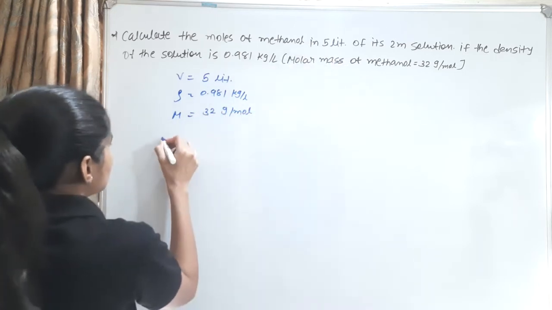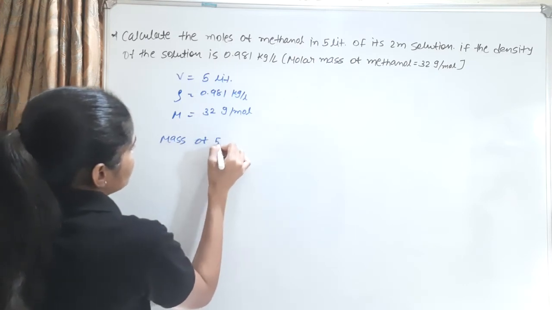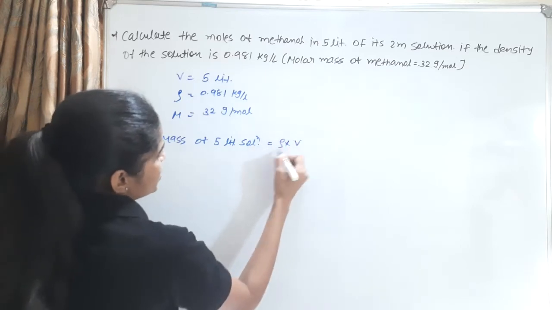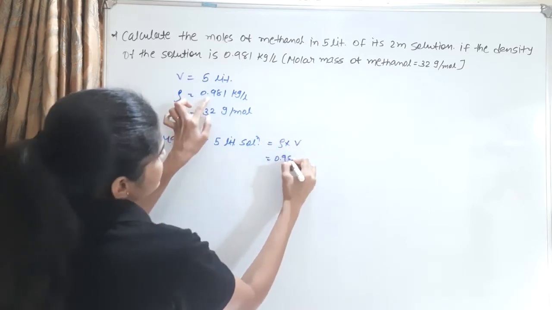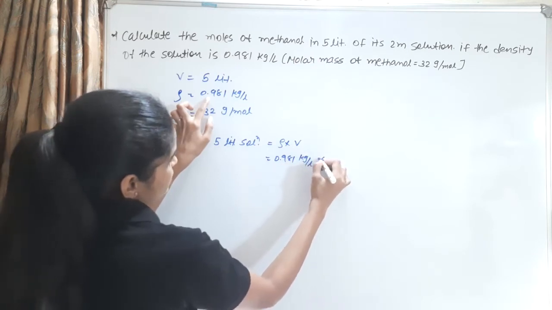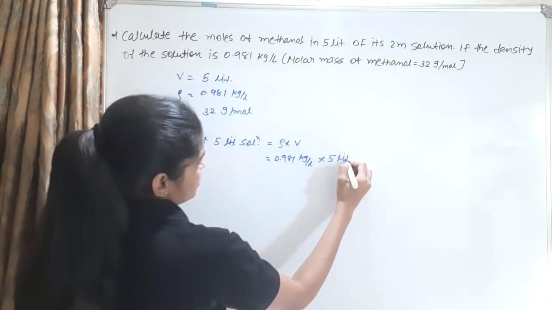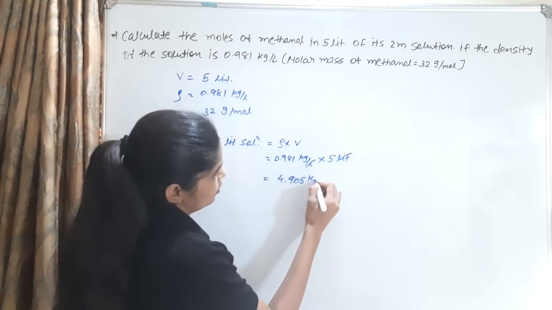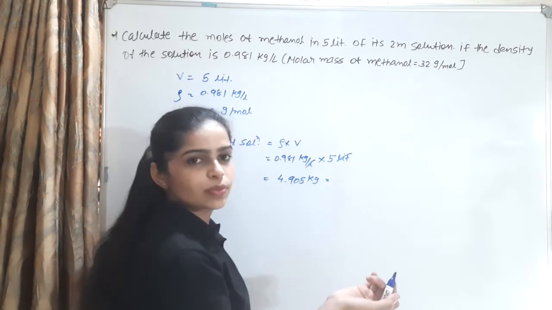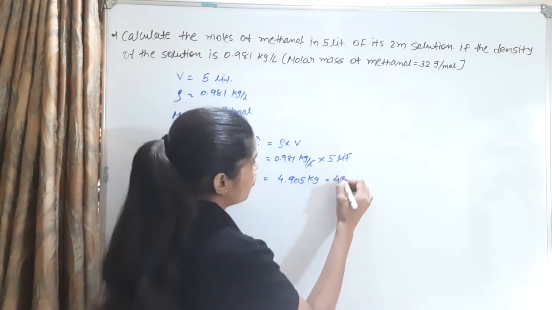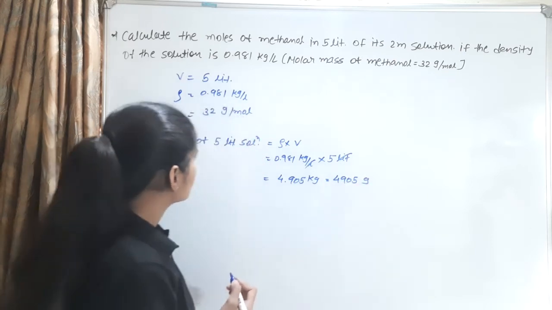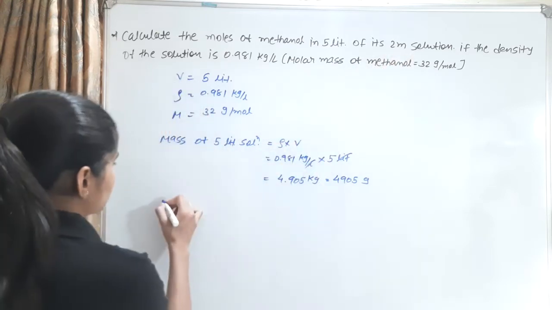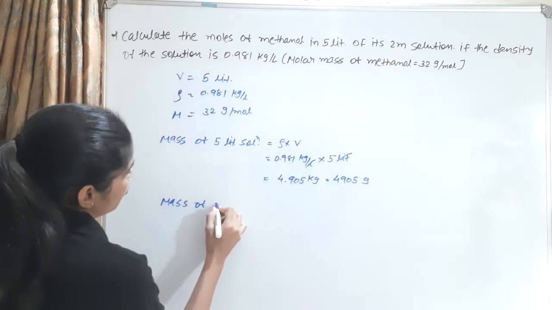First we find out the mass of 5 liter solution, rho into V. Rho value is 0.981 kilogram per liter multiplied with 5 liters. Liter cancels out, that gives 4.905 kilogram. Kilogram converted into gram, so multiplication with 1000, 4905 gram. So that is the mass of 5 liter solution. Then we find out the mass of 2 molar solution.